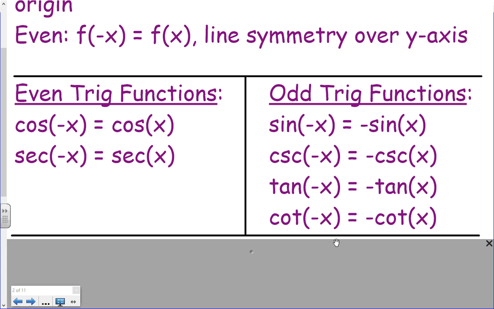It's an odd function. Tangent is also an odd function. Tangent of the opposite of x is equal to the opposite of tangent of x. And again, since tangent is odd, that means its reciprocal is also odd, so cotangent of the opposite of x equals the opposite of cotangent of x. There are the 6 odd and even properties for our trig functions.